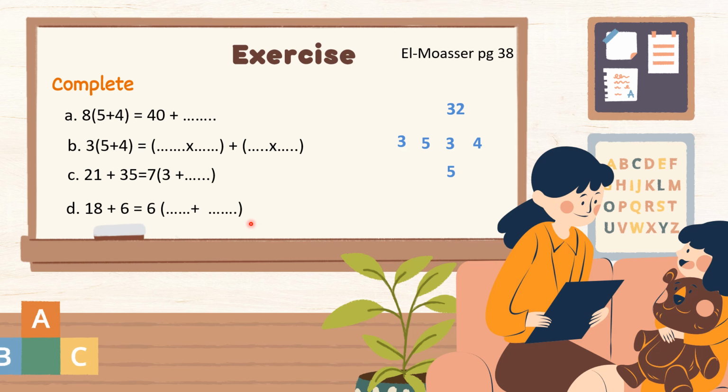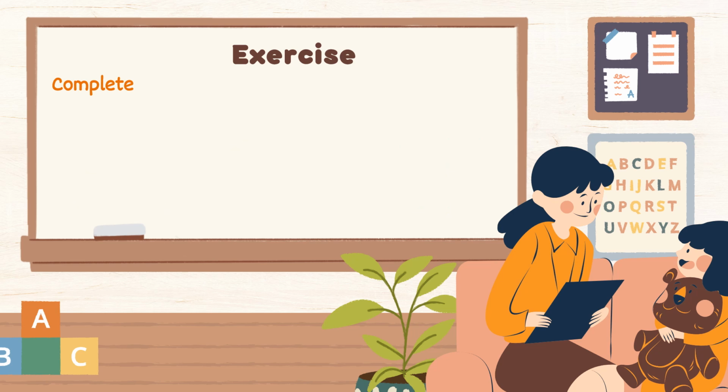Yes, I can hear you. Excellent. First space is 3 and the other one is 1. Excellent, math champions. And moving on to E, 18 plus 12 equals 6 between brackets, complete the space. Who can tell me? Yes, it is 3. Excellent, math champions.